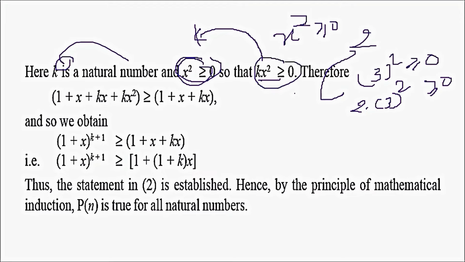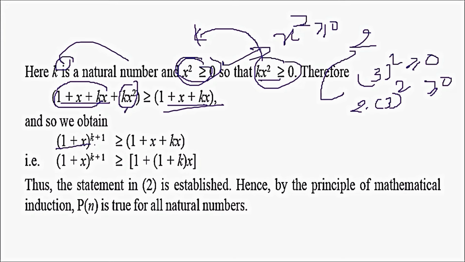So what we are going to do is, this 1 + x + kx, if we add this term kx², this added term will make this greater than this. So now 1 + x + kx + kx² is greater than 1 + x + kx by this discussion.